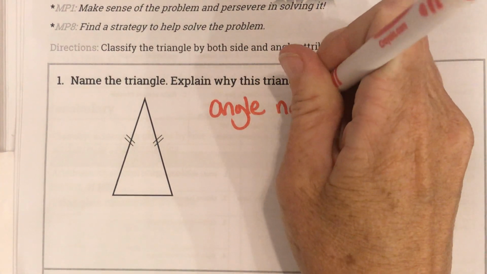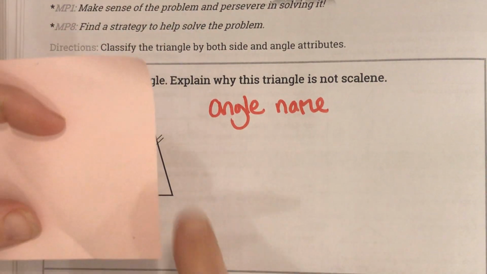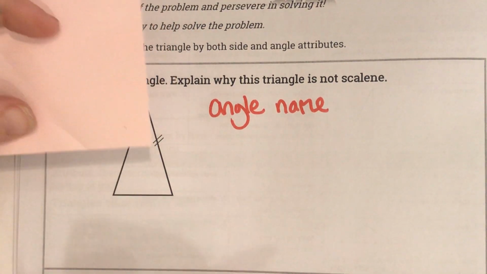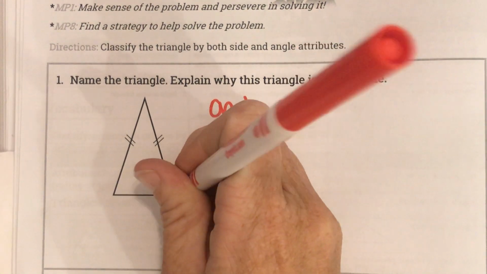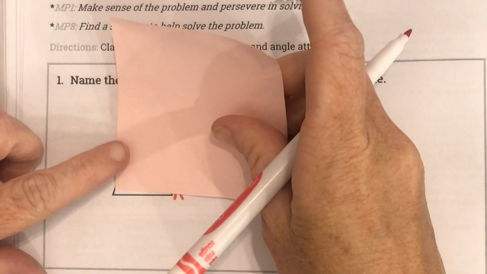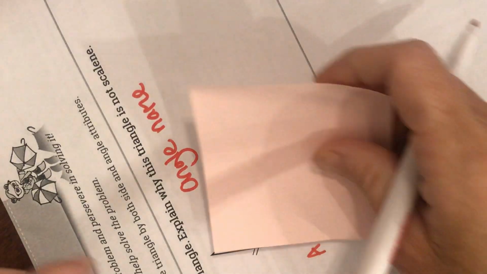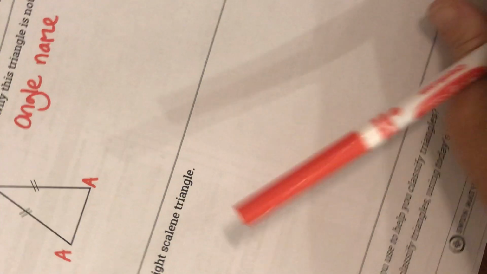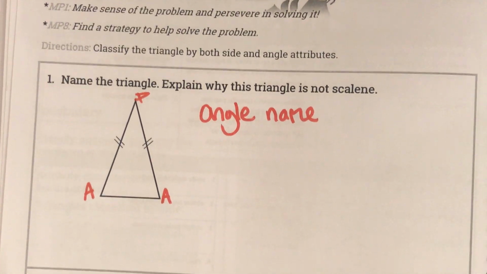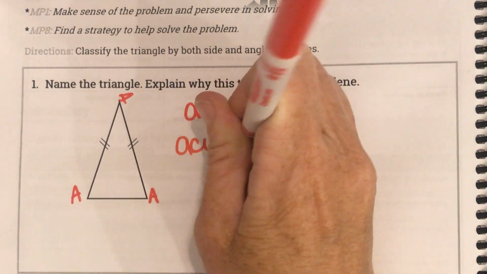So my angle name is going to be based on my angles, and I have a post-it note to help me. Remember, this is always a 90-degree angle, so if I look at this first one, I can tell that this angle is definitely an acute angle. This angle is also an acute angle. And if I need to turn my book, because sometimes that helps me to have it straight, I can see that that one is also an acute angle. So my angle name for this triangle is going to be acute.